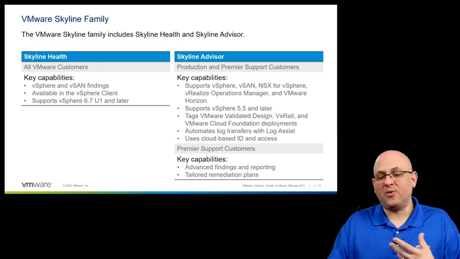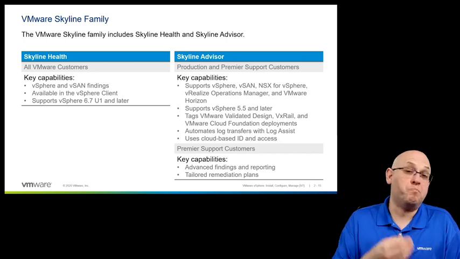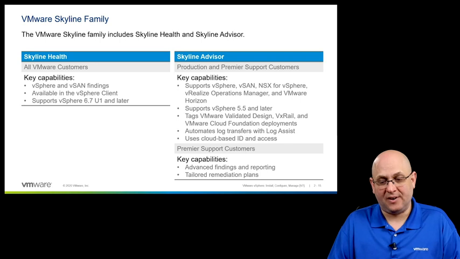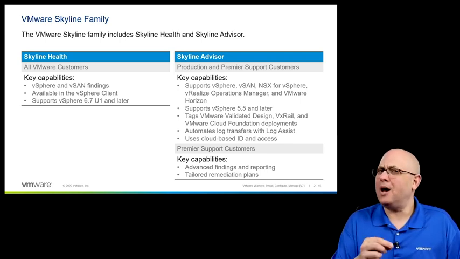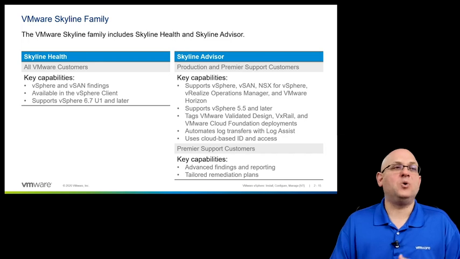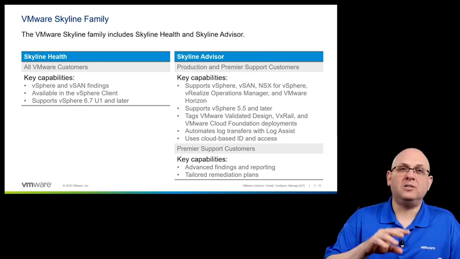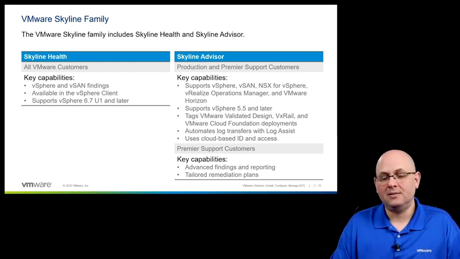There are a couple of different components available with Skyline, and the first one is called Skyline Health. Skyline Health is built into vSphere and vCenter and your vSphere client. Okay? It was introduced with vSphere 6.7 Update 1. And this gives you all kinds of information about your physical hardware, goes out and double checks against the hardware compatibility lists and things like that.